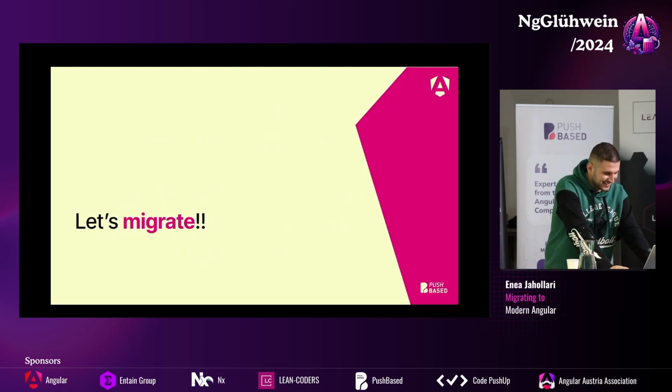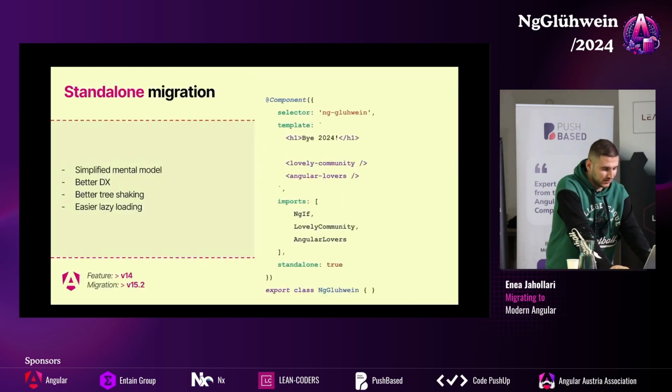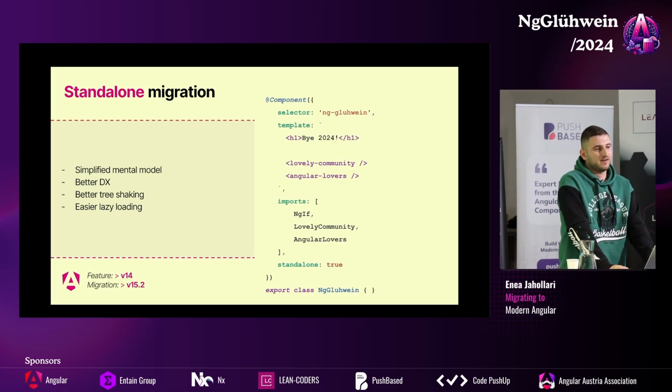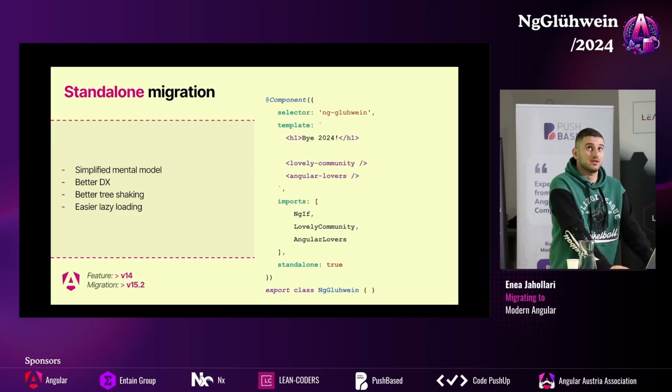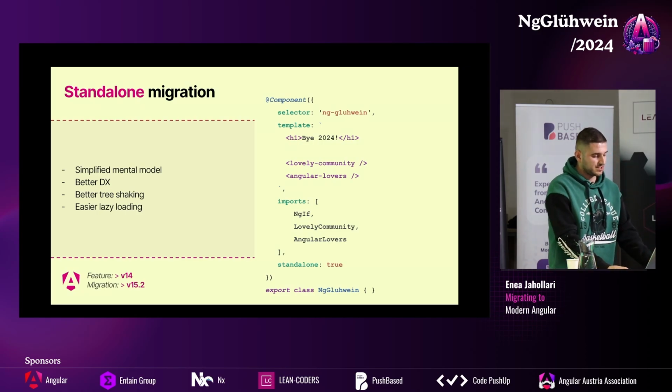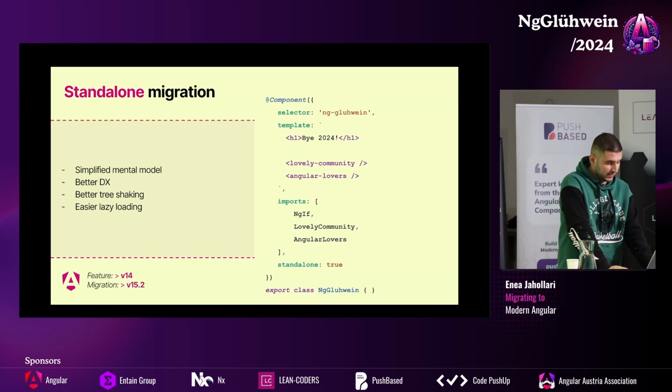So let's migrate. Going standalone. The reason that standalone, I think, is a must is because it gives us a simplified mental model. We don't have to think about the indirection that NgModules, let's say, give to us. And of course, better developer experience, better tree shaking, easier tree shaking for the compiler, I guess, even though it does it with NgModules too. And of course, easier lazy loading.